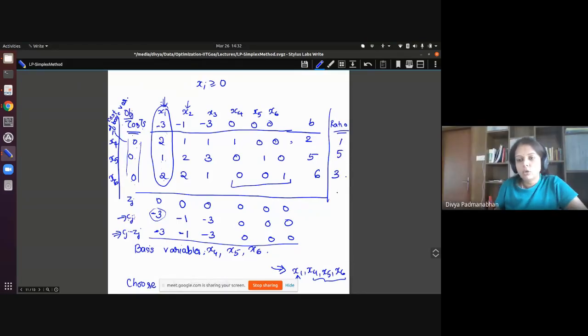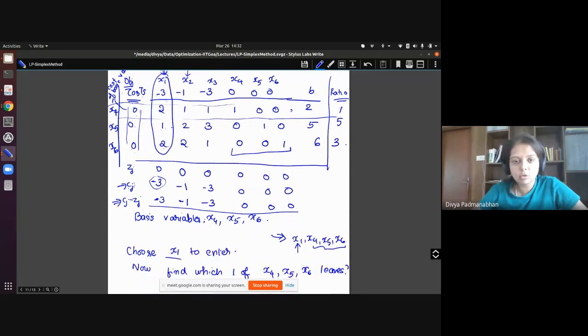Okay, so now what's going to happen? The lowest value is this one, so that corresponds to this row. So you're going to move x4 out of the system. Now you will again redo this tableau. You will make this column 1, 0, 0, because x4 is going to leave. So in place of that, this column is coming in, and that should have 1, 0, 0.